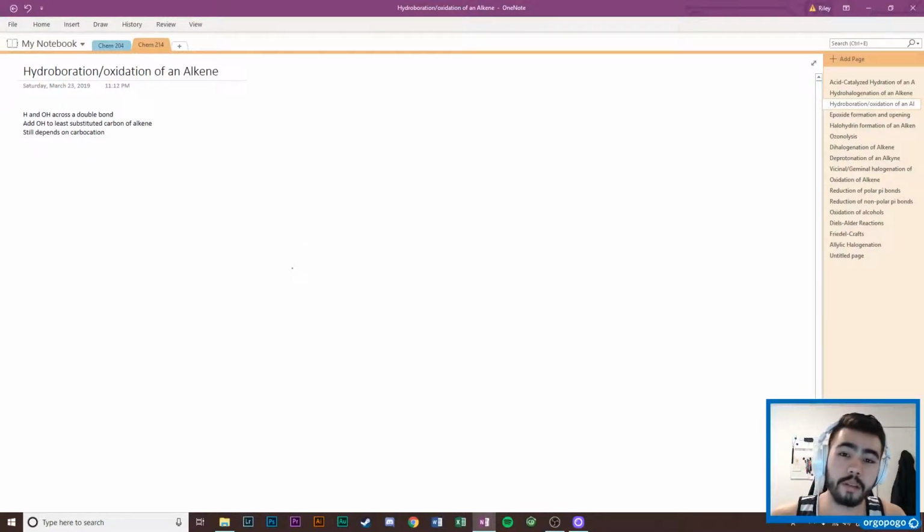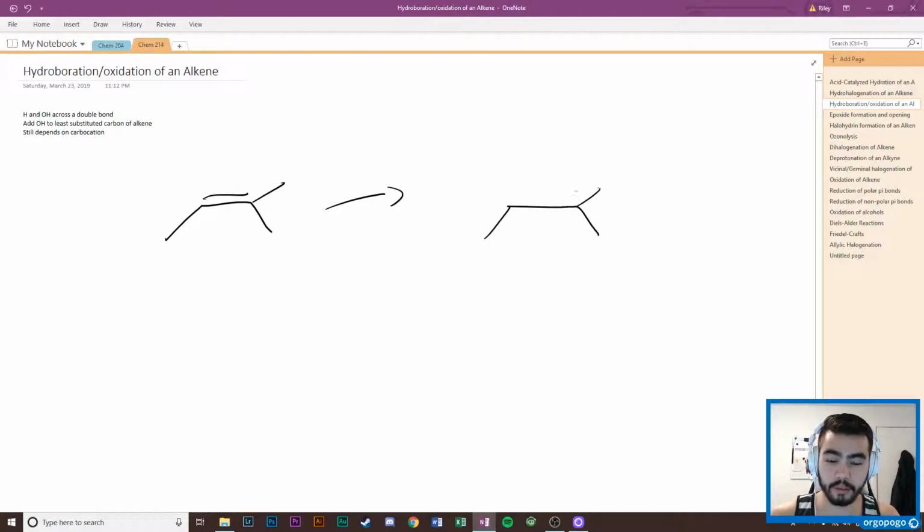Next one is the hydroboration oxidation of an alkene. The acid catalyzed hydration added an H2O equivalent across a double bond, but the OH ended up on the most substituted carbon. This one, we're going to end up on the least substituted carbon. So if we start off with this, this is our end goal here.